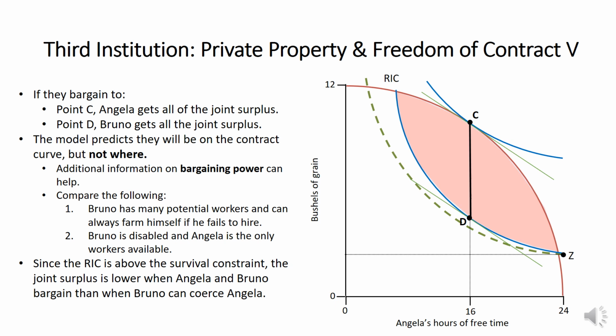Another point to note is that since the reservation indifference curve is above the survival constraint, the joint surplus is going to be lower here than when Bruno could coerce Angela, and that's not a bad thing. That just reflects the fact that Angela now has better options than coercion.